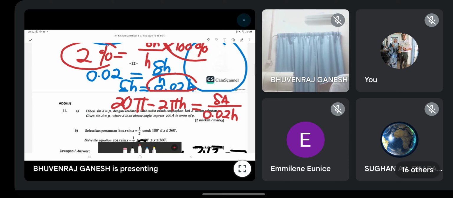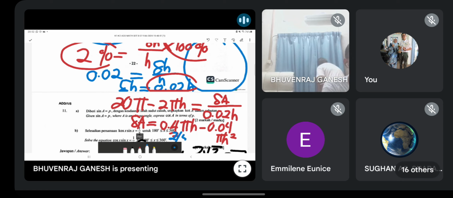Okay, so now you can leave your answer in terms of H. Kamu boleh tinggalkan jawapan dalam sebutan H because we don't have the H. So you direct times only. 0.02 times 20, you get 0.4 pi H minus 0.04 pi H square. Okay guys, if you want to leave in fraction also can. 0.4 kamu tekan, you get 2 over 5. You can leave it as 2 over 5 also can.